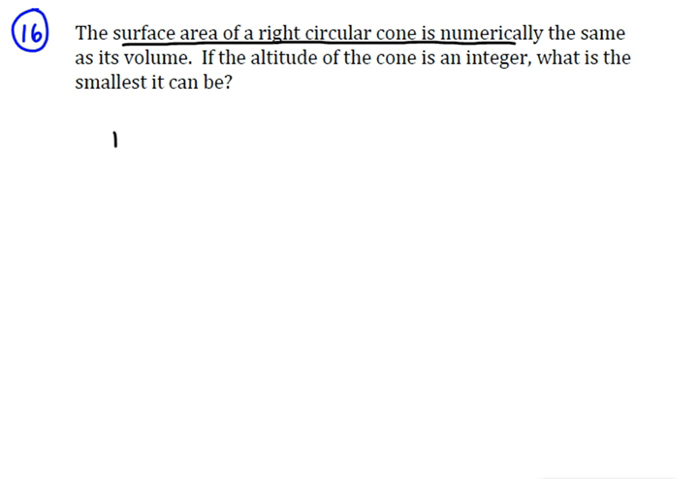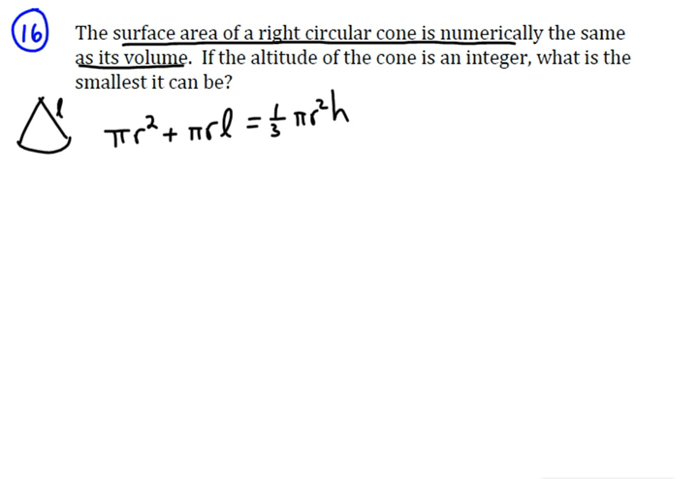And so the surface area of a right circular cone is the base, pi r squared, plus the lateral part. And if you don't know this formula, you need to go learn it, but it's pi r L, where L represents what we call the slant height of this right circular cone. And so that's our formula for the surface area. And then it says that it's numerically equal to the volume. Well, the volume is just 1/3 the base times the altitude, or the height. We'll call it h.